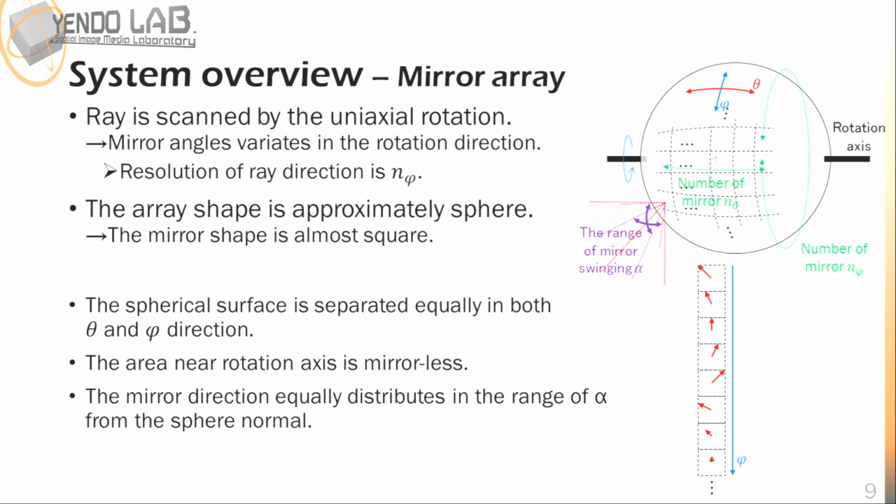The surface of the mirror array is separated equally in both theta and phi in spherical coordinates. In this way, mirrors near the rotation axis are small. The mirrors are not placed in the area near the rotation axis. The normal direction of the mirror is distributed in a specific range from the normal vector of a sphere.